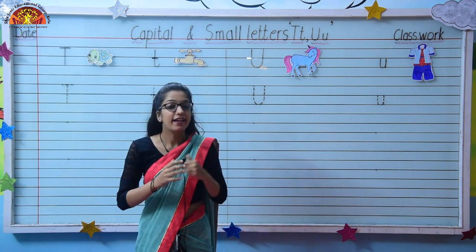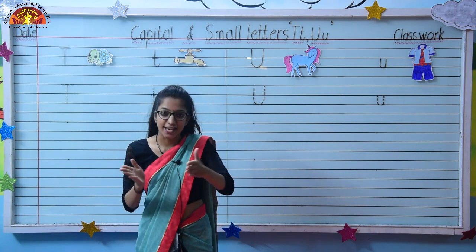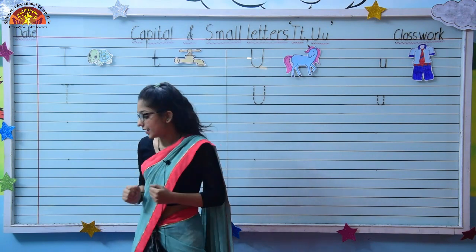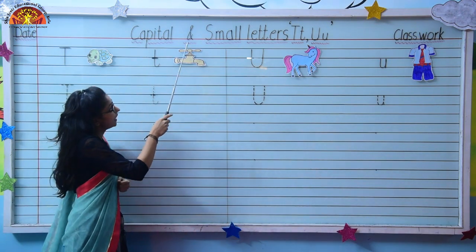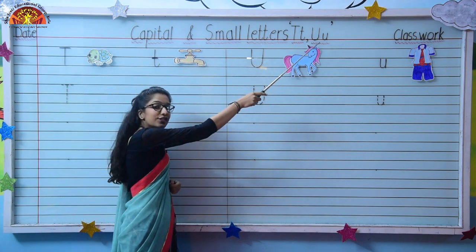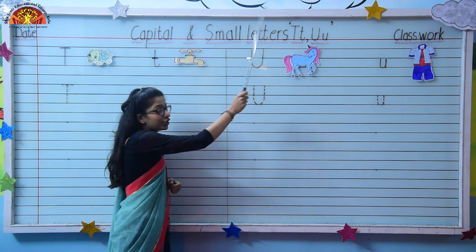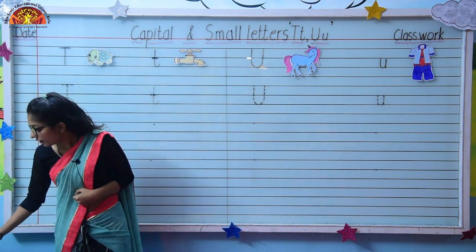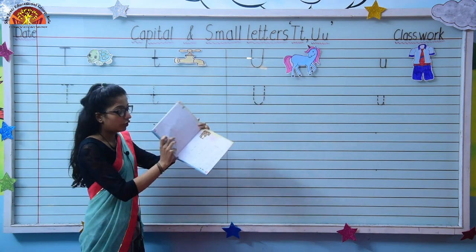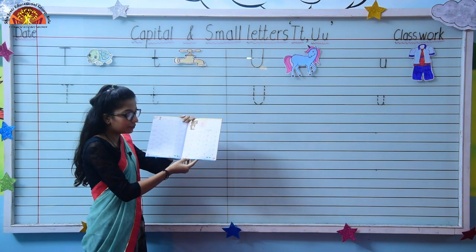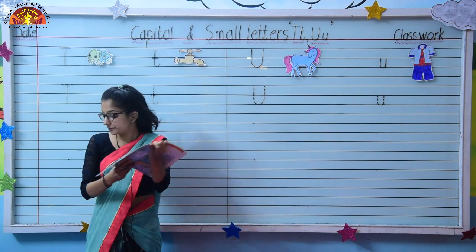In the previous classes we have already learnt about capital and small letters A to S. So today we will learn to trace and write capital and small letters T and U. Take out your Graphalco everyone. Open page number 63. Parents are requested to mention the date here.